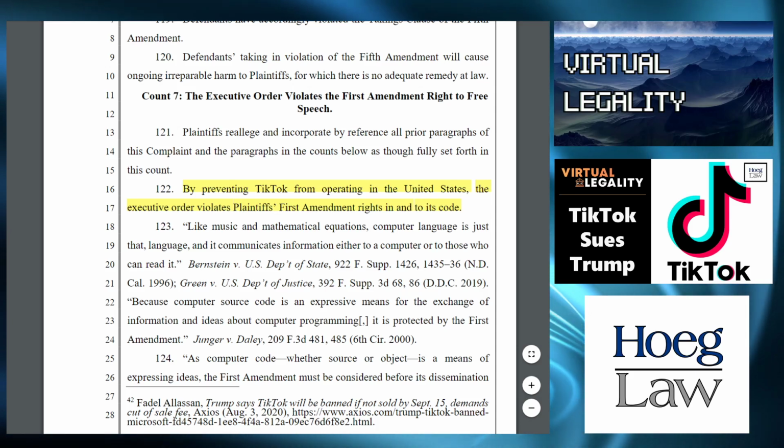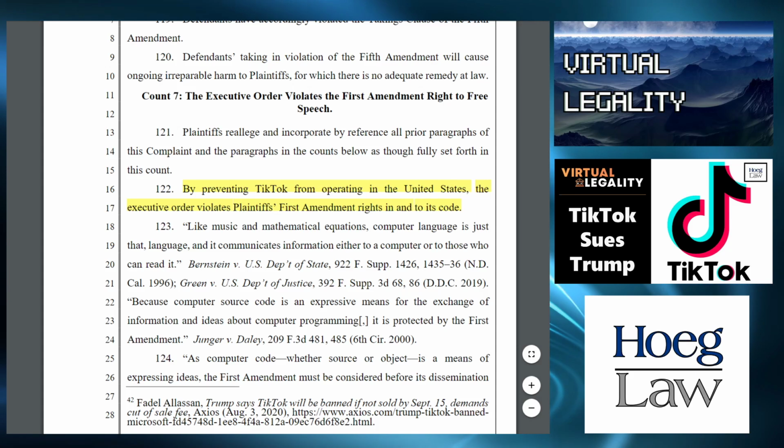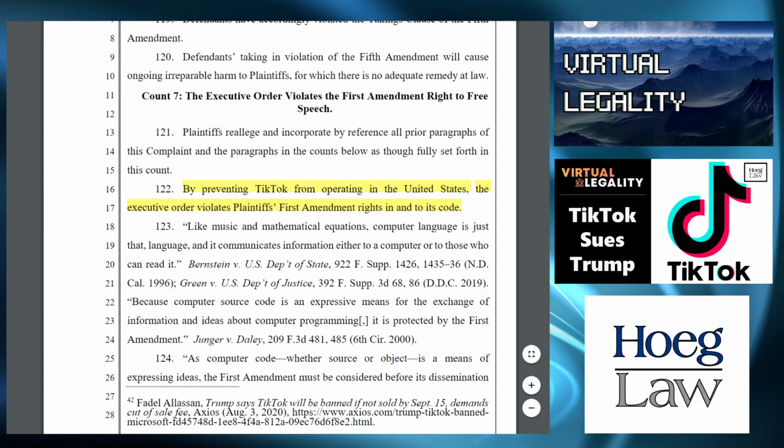And then they have a lot of citations about the expressiveness of computer code and the messaging that computer code can actually deliver. Like music and mathematical equations, computer language is just that, language, and it communicates information either to a computer or to those who can read it.